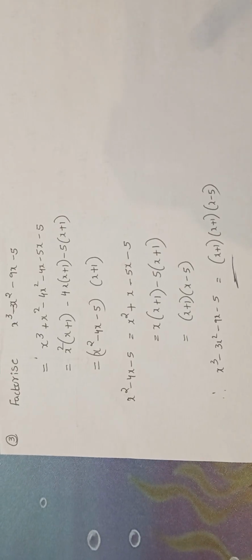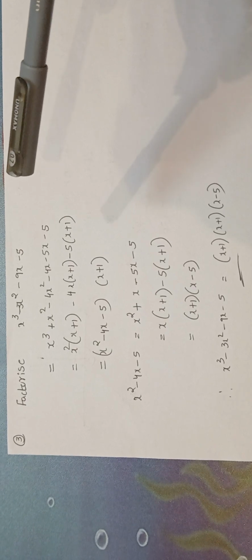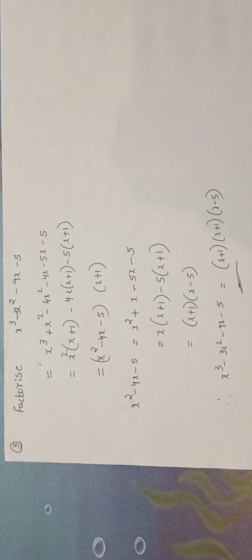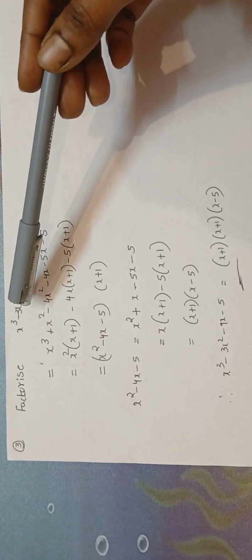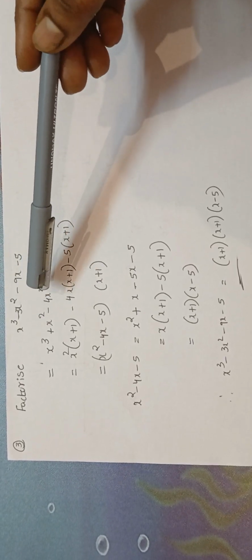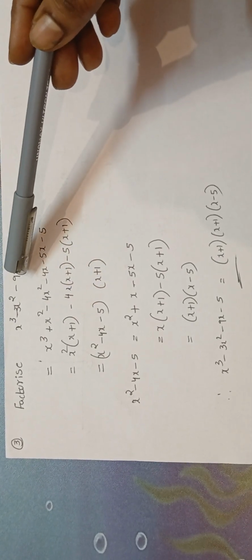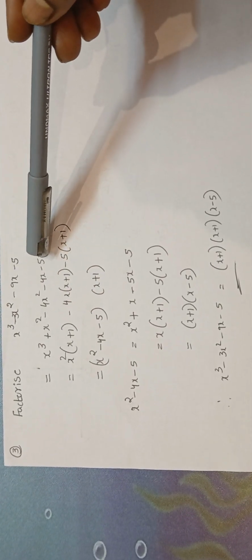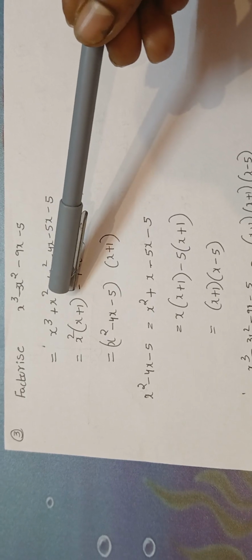Now coming to the second problem, that is factorization of x cube minus 3x square minus 9x minus 5. For this, we have to split 3x square into two parts, that is minus 4x square plus x square, and 9x into two parts, that is minus 4x and minus 5x. And in x cube plus x square, common is x square, and the remaining part is x plus 1.